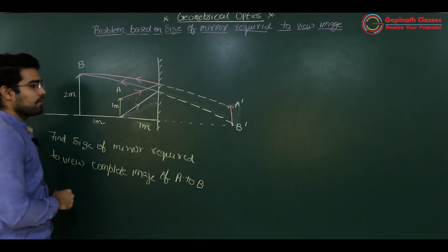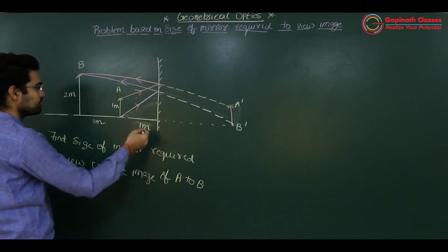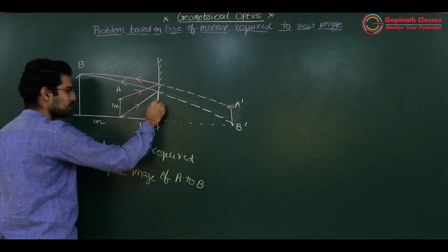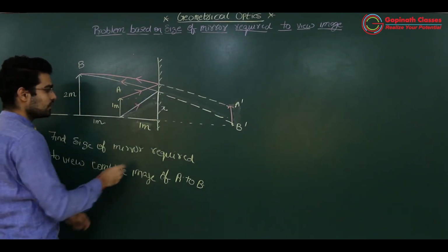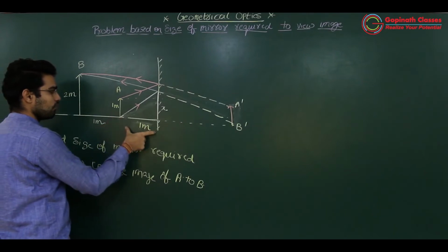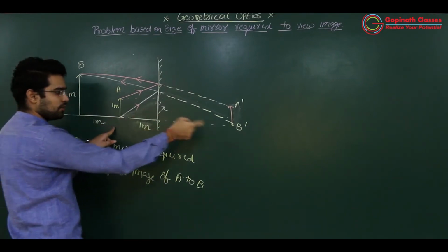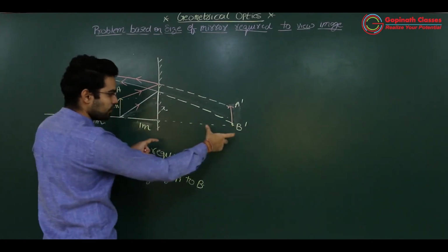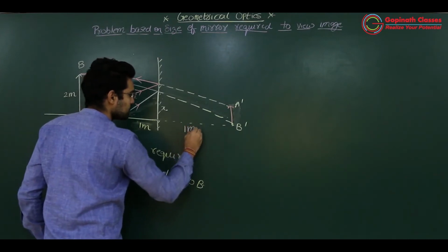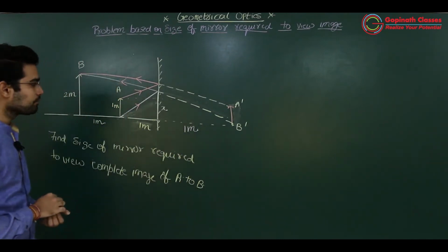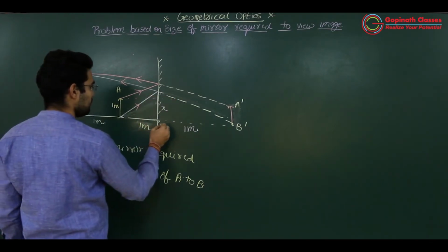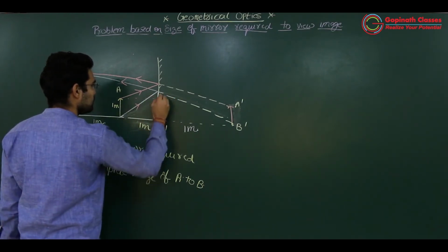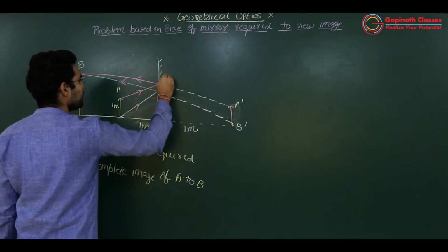Now we are going to discuss. Consider this height as x. If the object is at 1 meter away, then the image will also be at 1 meter. It is looking quite long, but it is 1 meter only. So this is also 1 meter. And now we name the points: this is M1, M2, M3.